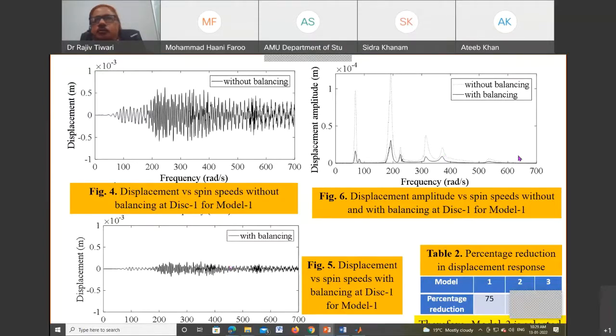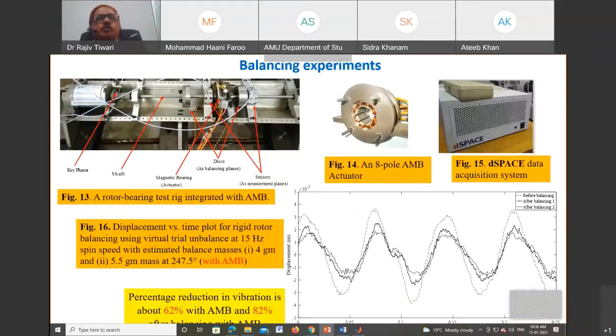This is in the frequency domain. Dotted is without balancing, and this is with balancing, but using the magnetic bearing procedure. But during the run up, the active magnetic bearing was not active. So this is the test rig used for this.